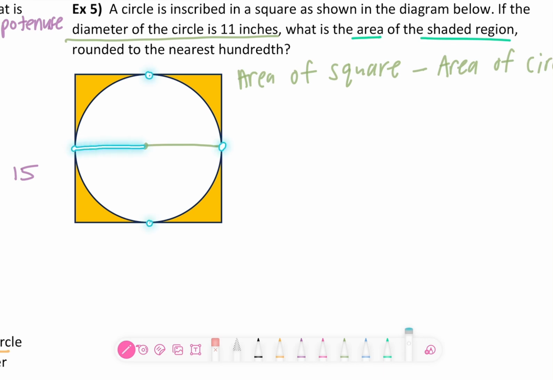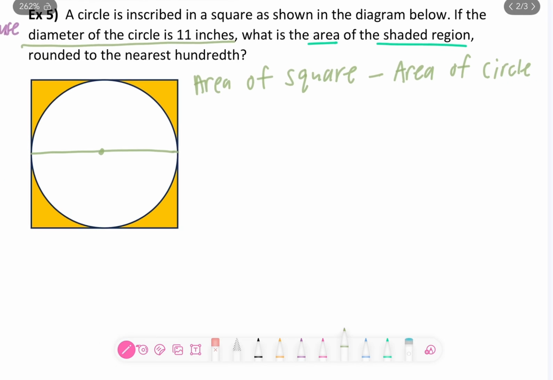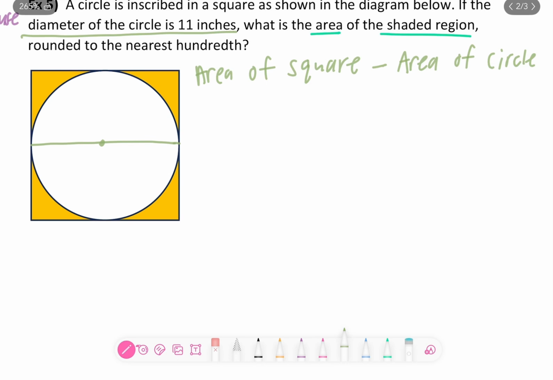And so that diameter is going to go across, sideways, or you go up and down, whichever, doesn't really matter. Okay, and that's going to be the diameter, but that's also going to be the length of one side of that square. Okay, and it's important that you see that relationship there, okay? So if that diameter is 11 inches, then the square also has a side of 11 inches. And so that means all 4 sides of the square are 11 inches, right? There's 11 here, 11 on the top, 11 on the side, okay?